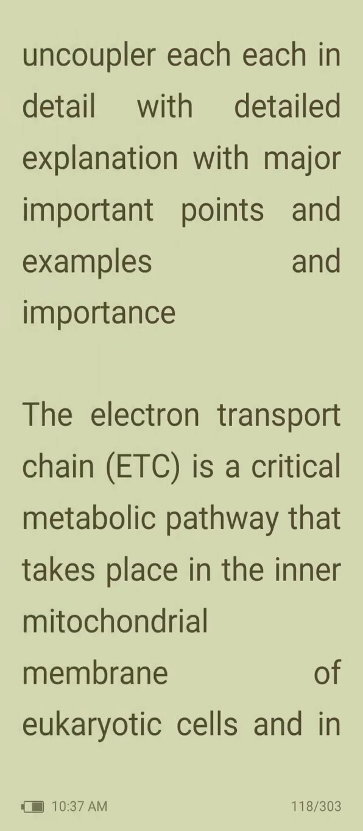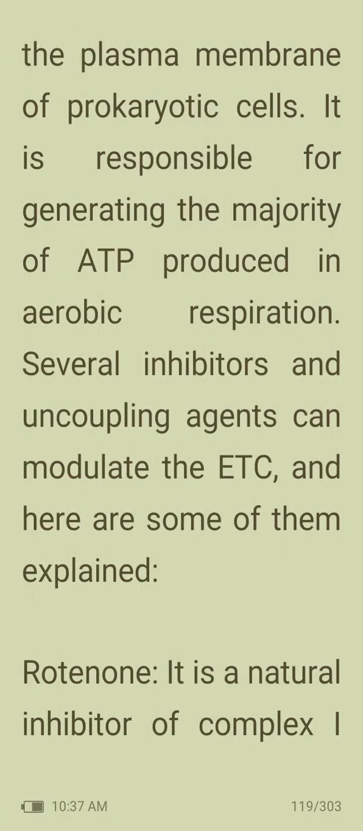ETC inhibitors or uncouplers. The electron transport chain (ETC) is a critical metabolic pathway that takes place in the inner mitochondrial membrane of eukaryotic cells and in the plasma membrane of prokaryotic cells. It is responsible for generating the majority of ATP produced in aerobic respiration. Several inhibitors and uncoupling agents can modulate the ETC, and here are some of them explained, like rotenone.